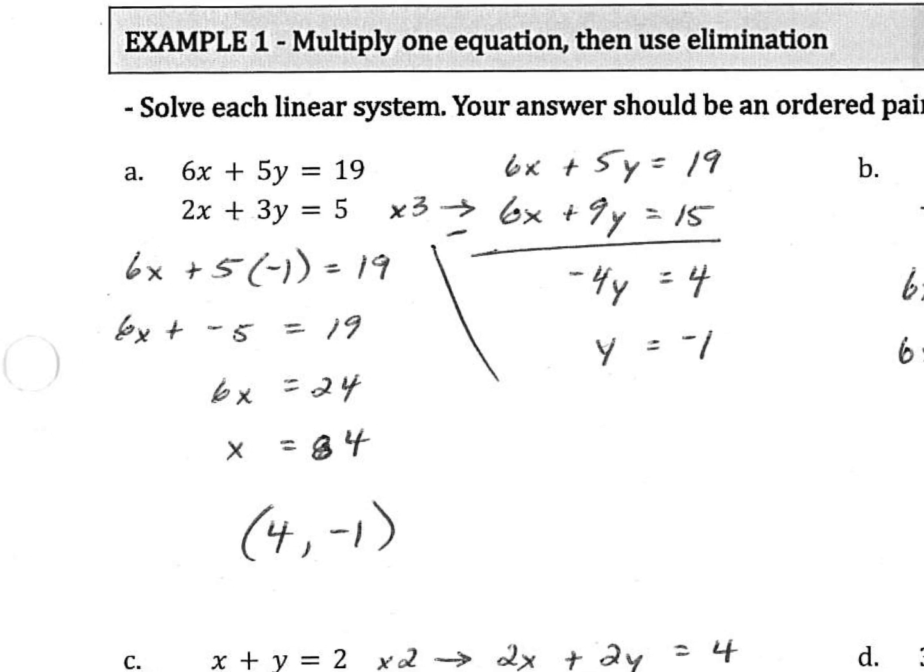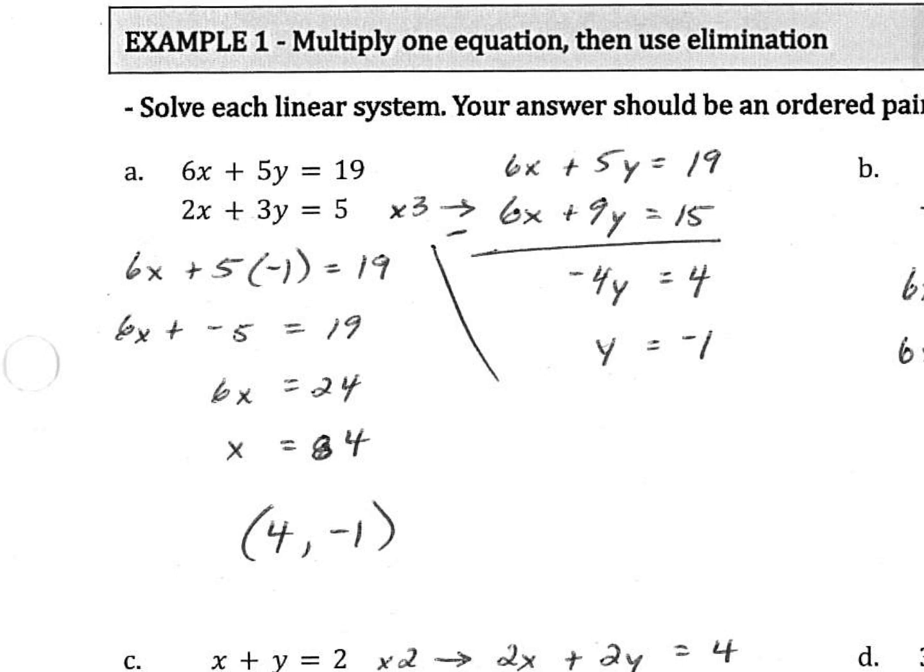So we're trying to solve a system and get an ordered pair for our answer. If we look at example A, the 6 and the 2 do not match up. The 5 and the 3 do not match up, so we cannot add or subtract right away. What we have to do first, we have to multiply the bottom equation by 3. This is because if I do 2 times 3, I'll get 6, right? So I do 2 times 3 to get the 6 over here. I do 3 times 3 to get the 9 here. And I do 5 times 3 to get the 15 here.